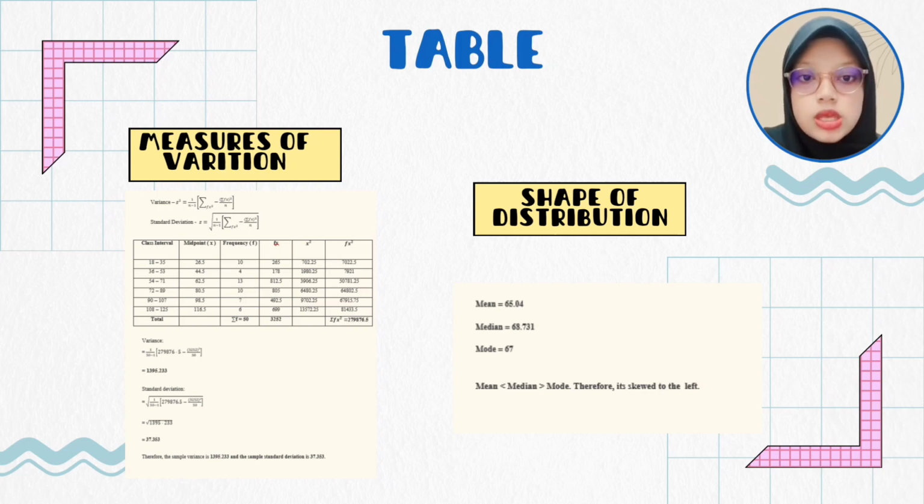Shape of distribution: the mean is 65.04. So, for the answer, the mean is smaller than the median, and the median is bigger than the mode. Therefore, it is skewed to the left.